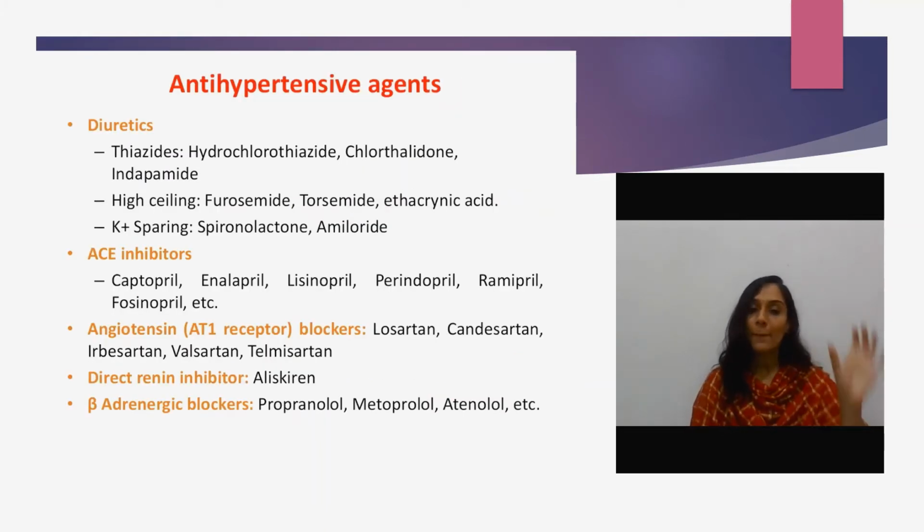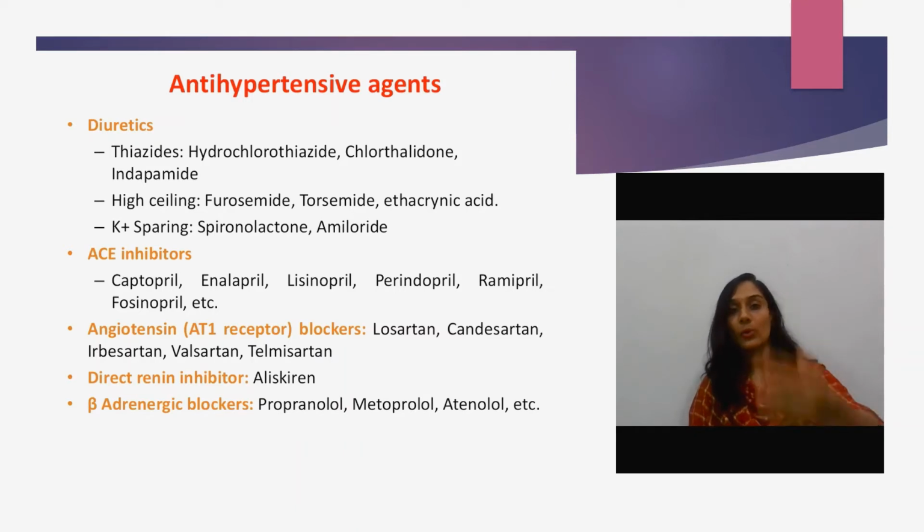Now, hypertension has occurred. How do we cure hypertension? Which agents, or what treatment, is required to cure hypertension? So anti-hypertensive agents are our today's topic. You can classify them as A, B, C, D, E, and you can remember this.